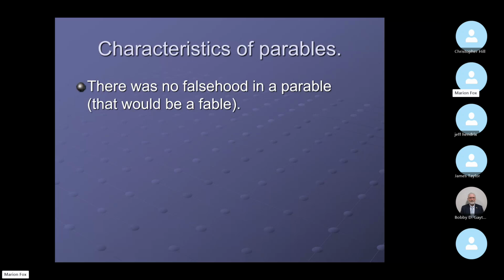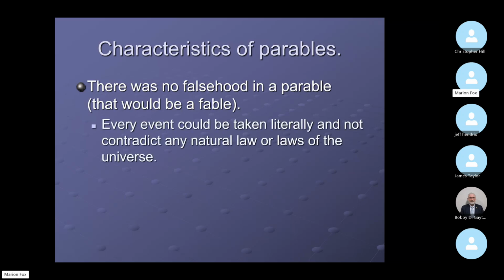There are a couple of fables in the Bible. It's someone that made it up, and they're not speaking as prophets. Okay, so God never used fables for any of his teaching. Every event can be taken literally and not contradict any natural law or laws of the universe. And keep that in mind. Think of trees talking and stuff like that.